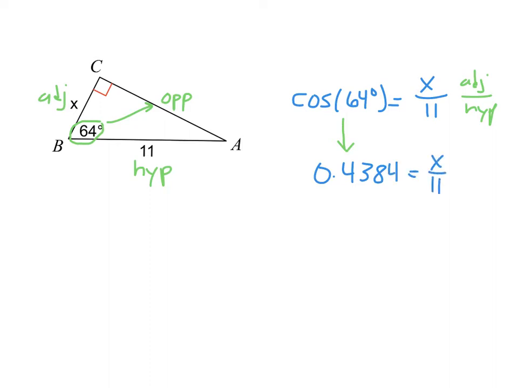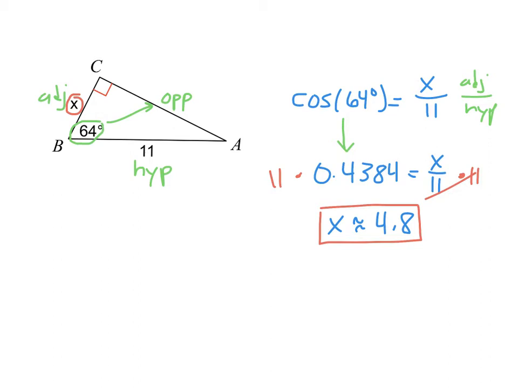And then again, like the previous problem, to solve this, I simply have to multiply by 11 on both sides to get the 11 to cancel. And so I'm just going to do 11 times my decimal number, which happens to be 4.8224, and I'm going to round that off to 4.8. So x is approximately 4.8 units. And so we've solved for the missing side, right? The missing side is always the one that has the x on it, in case I didn't make that clear.